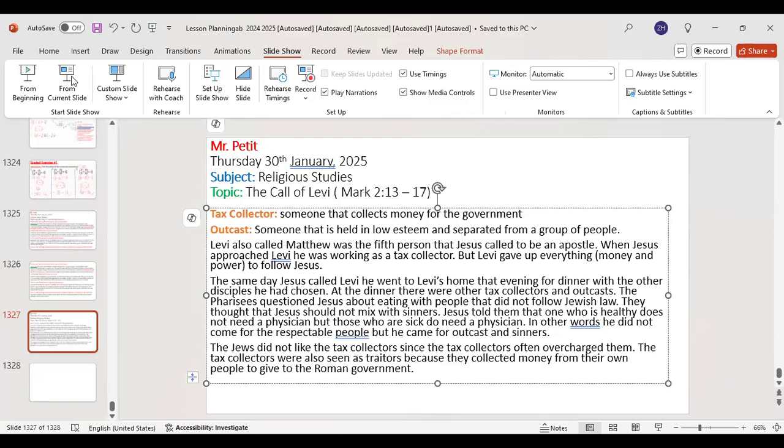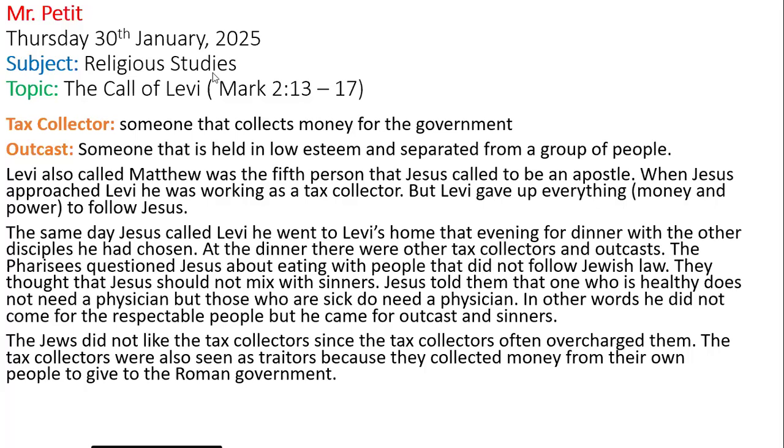Okay. So Aiden Bain, who's a tax collector? Someone that collects money for the government. Very good. Aiden Gray, who was an outcast? An outcast is someone who is disrespected, who's held in a low position to other people. Very good. They're separated. People don't like them, right?